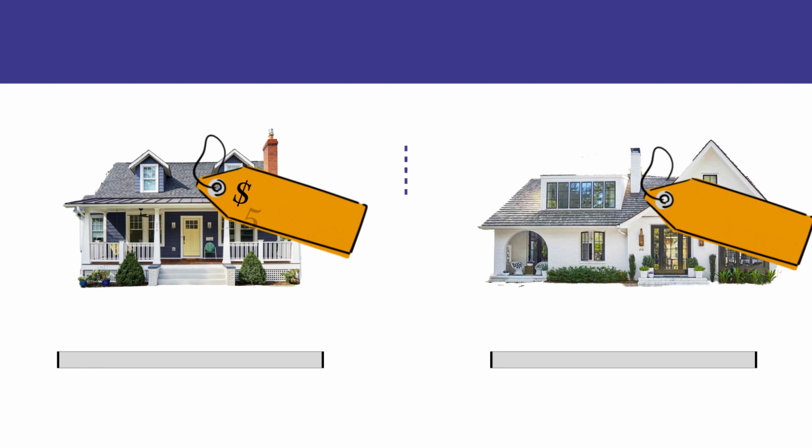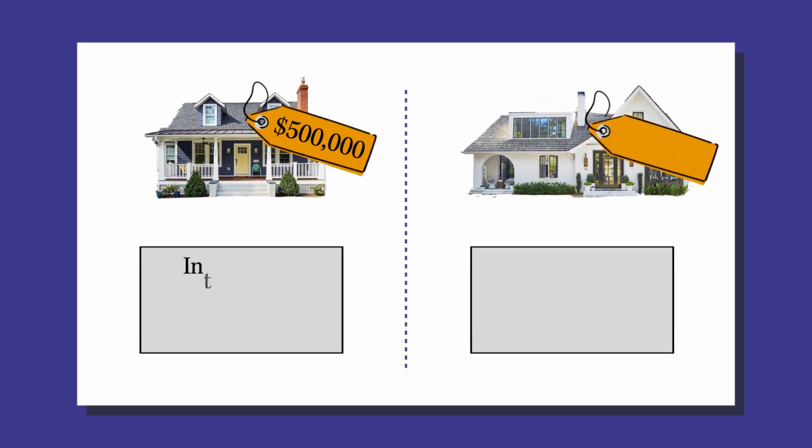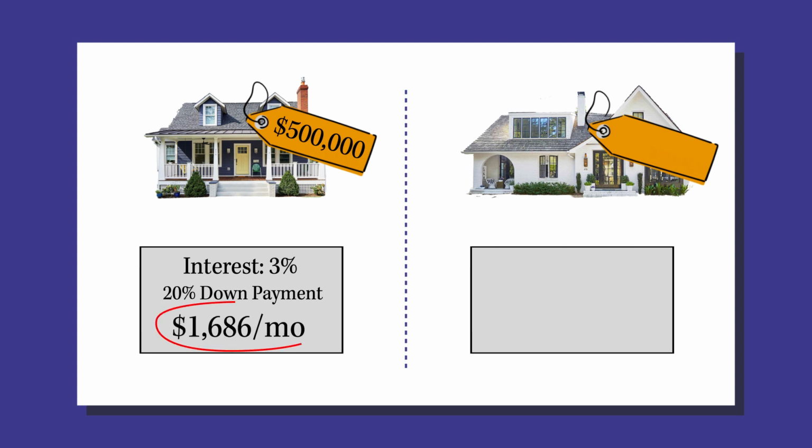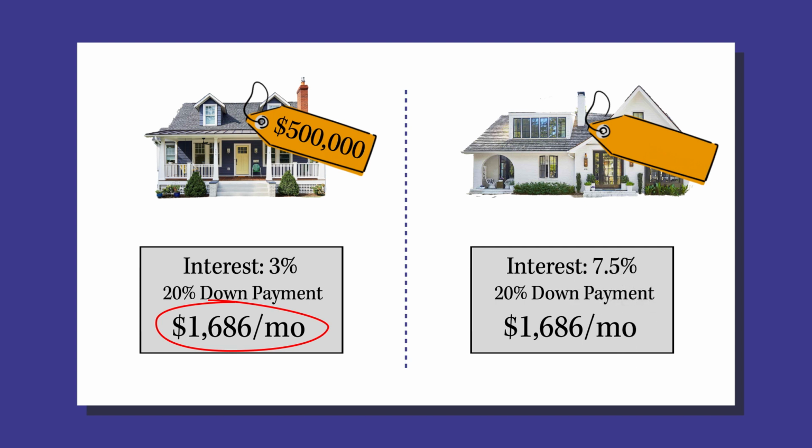For example, on a $500,000 home at an interest rate of 3%, and if you make a 20% down payment, the monthly payment would have been $1,686 per month on a 30-year fixed mortgage. Nowadays, with mortgage rates closer to 7.5%, that same monthly payment will only buy you a home that's worth $301,000. That's a 40% difference. So what does this all mean? It means that demand for housing should come down, because as interest rates rise, more people can't afford homes, and if more people can't afford homes, then the demand for them is going to fall.